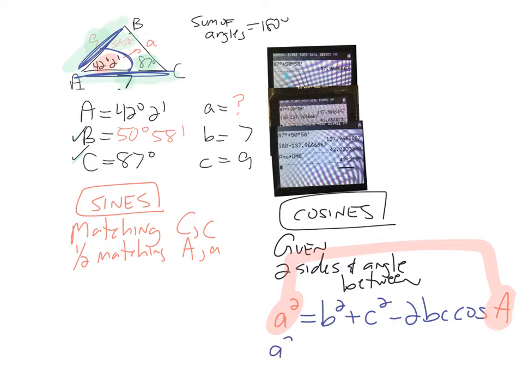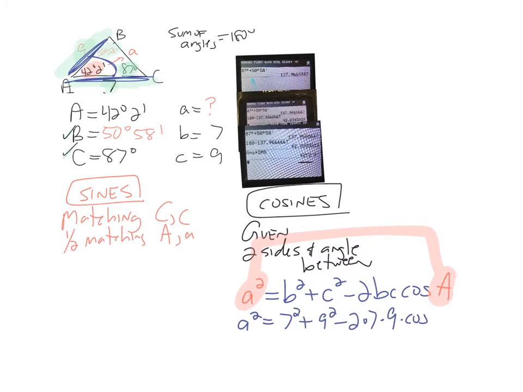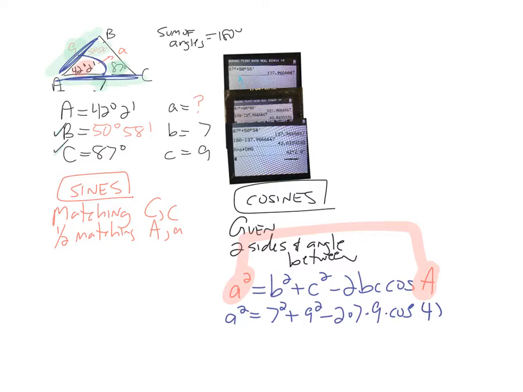So here I'm going to have A squared equals B squared, so that's 7 squared, plus C squared, that's 9 squared, minus 2 times B times C, 2 times 7 times 9, times the cosine of angle A, and here the angle A we found was 42 degrees and 2 minutes. Even though the law of cosines looks intimidating, it actually is easier to solve because now all you're going to do is plug this whole expression into your calculator, and then take the square root of it to get A.